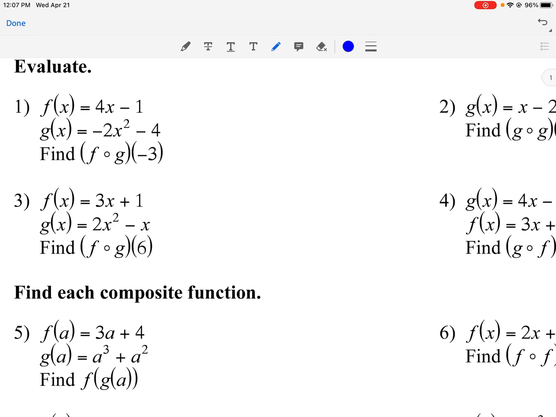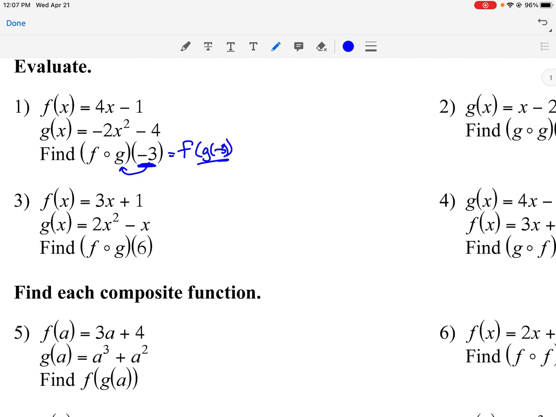To evaluate a composite function, so we have two functions here being plugged into each other, but to evaluate it at a number, I feel like the easiest way, there's a couple ways to do it, but the easiest way for me is to start with the number and plug that into the closest function. Another way of writing this is f of g of -3.